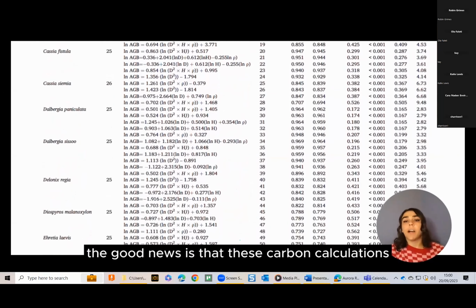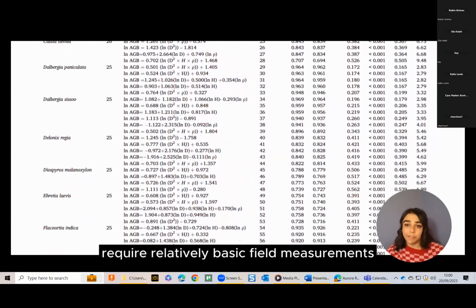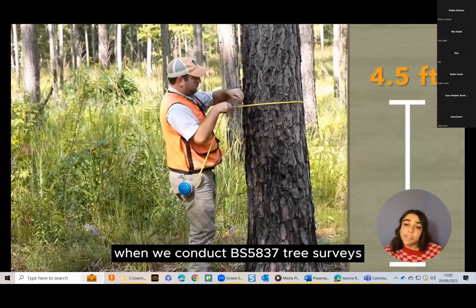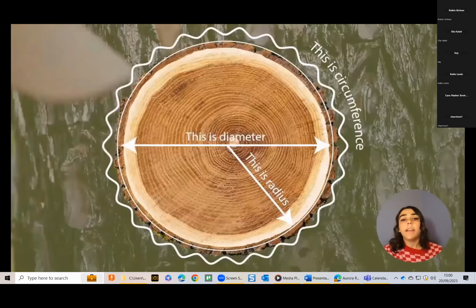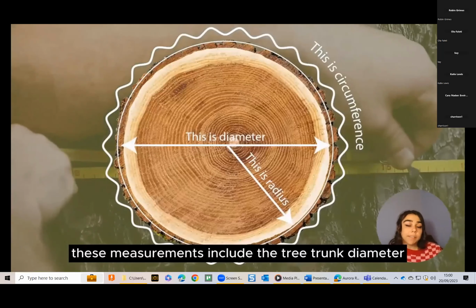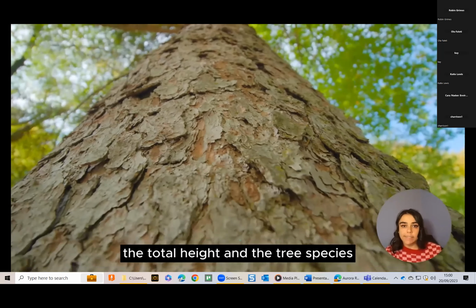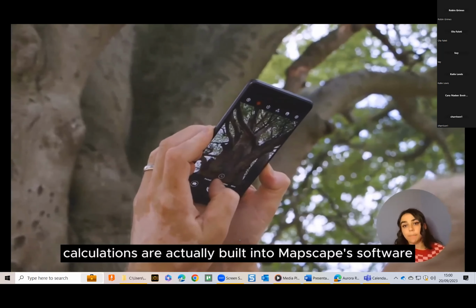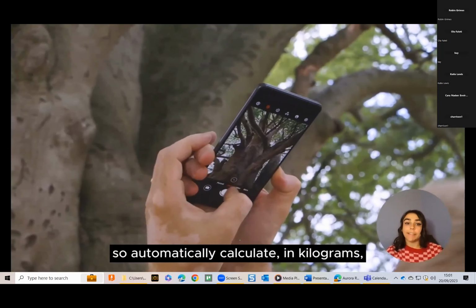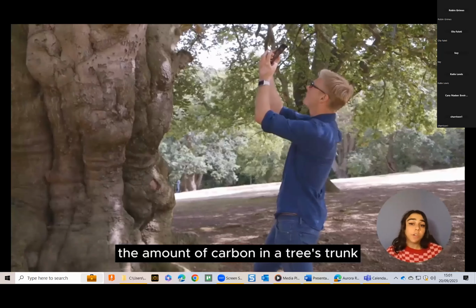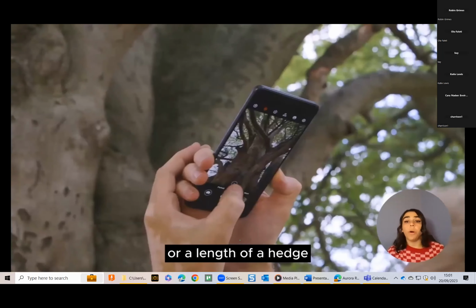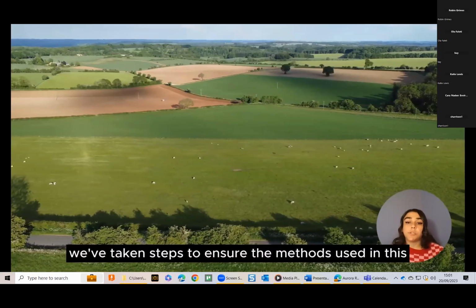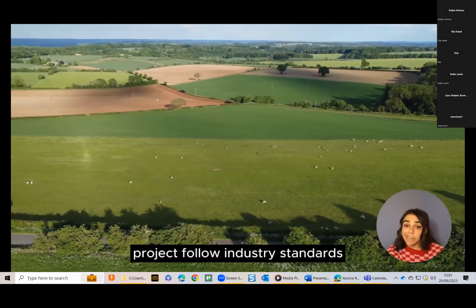The good news is that these carbon calculations require relatively basic field measurements, which are already measured on a site when we conduct BS 5837 tree surveys and tree condition assessments. These measurements include the tree trunk diameter at breast height, the total height, and the tree species. These carbon calculations are actually built into Mapscape software to automatically calculate in kilograms the amount of carbon in a tree's trunk, or a group of trees, or a length of a hedge, with no extra work required for the user. We've taken steps to ensure the methods used in this project follow industry standards.